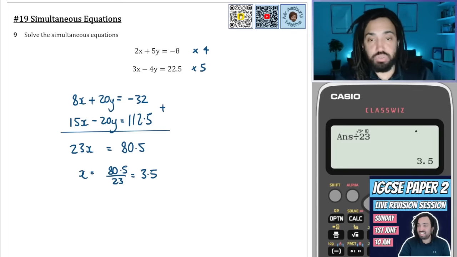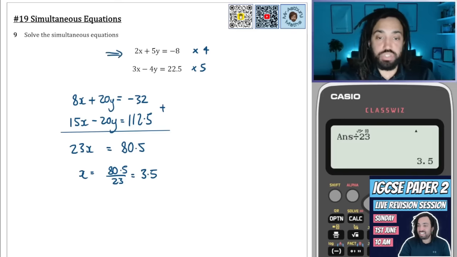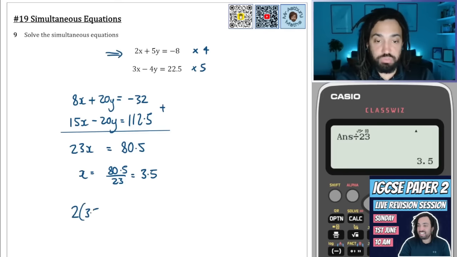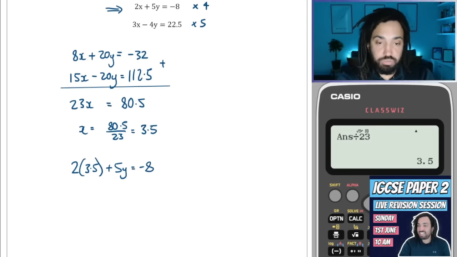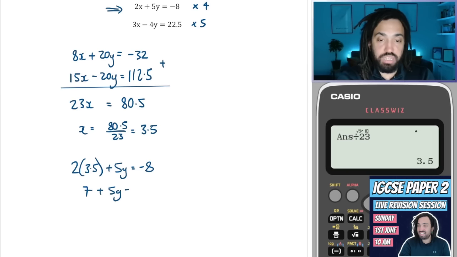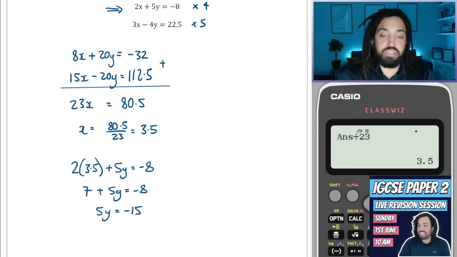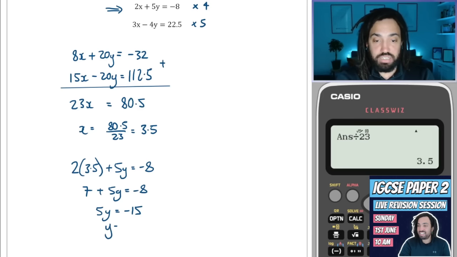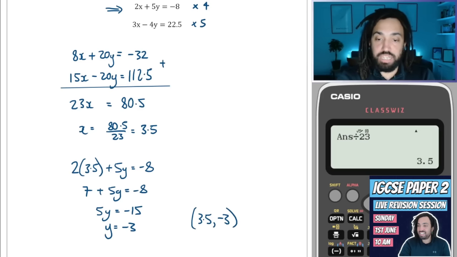Now we're going to substitute into one of them. I'm just going to pick this one at the top. So that's 2x, and we know x is 3.5, so it's 2 times 3.5 plus 5y is equal to minus 8. Okay, so 2 times 3.5 is 7, so 7 plus 5y is equal to minus 8. And then minus 7 to both sides, minus 8 minus 7 is minus 15. Divide through by 5 and we get minus 3. So our final answer is 3.5 for x and minus 3 for y. And we'll box it up and we'll move on to the next question.